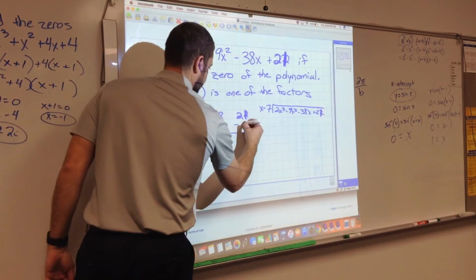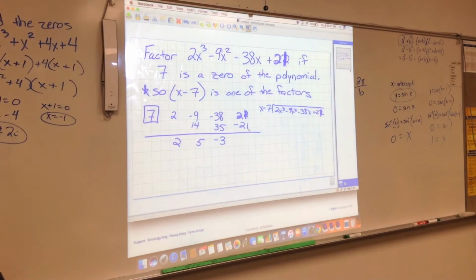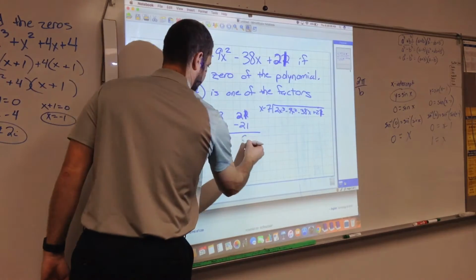Seven times negative 3 is negative 21. That's how I knew there was going to be an error already, as I was noticing that it wasn't going to finish with a 0. So that's why I had to go back here just a second.